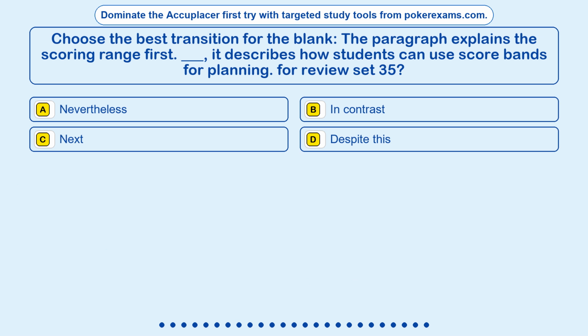Question 21. Choose the best transition for the blank. The paragraph explains the scoring range first. Blank, it describes how students can use score bands for planning. For review set 35. Option A. Nevertheless. Option B. In contrast. Option C. Next. Option D. Despite this.